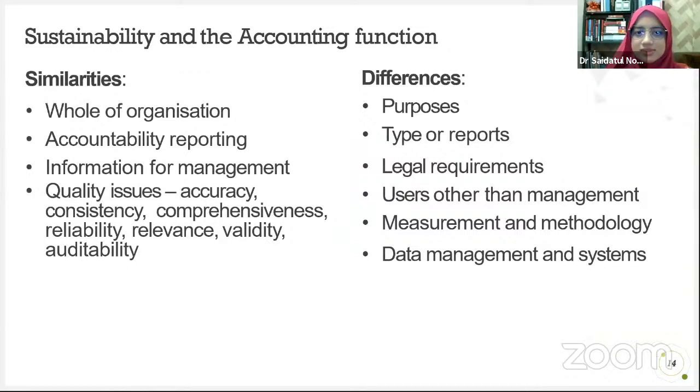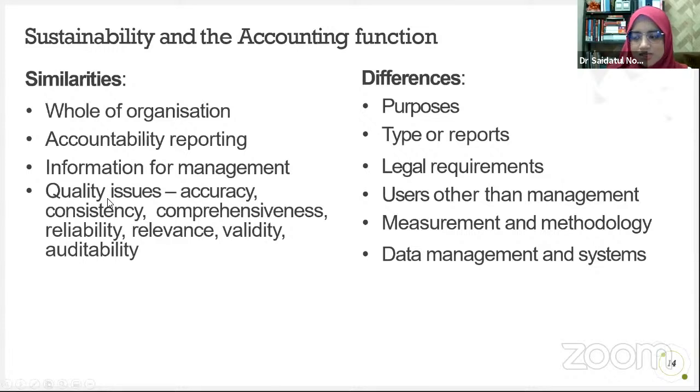So there are actually differences and similarities. I think I've covered a bit about the similarities and differences between financial accounting and sustainability accounting functions. Now, in terms of similarities, both of the accounting forms cover the whole organization. Sustainability reporting, you have to cover the whole organization. And financial reporting, you also have to cover the whole organization. You can't do it in just one department, right? And then the accountability of reporting is also similar. Financial reporting, you have to answer to not only your shareholders, but also your customers, your employees, and all that. So it's similar with sustainability. And information for management is also similar.